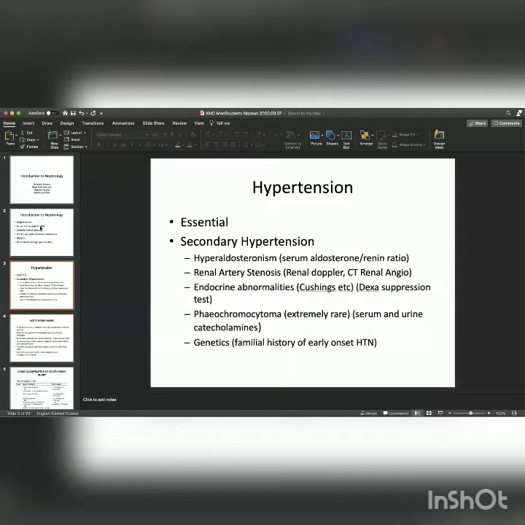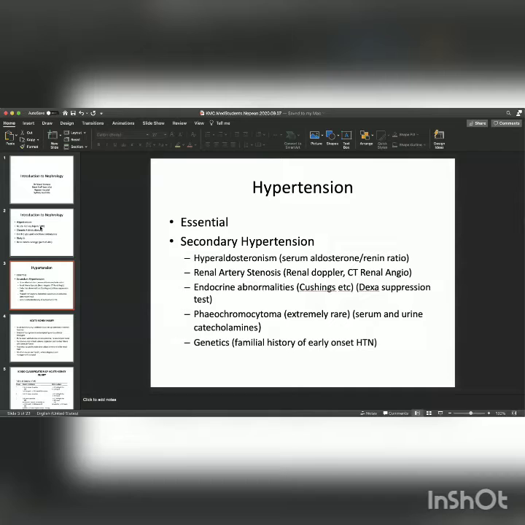So why do we need to know secondary causes of hypertension? Because once you identify the cause of hypertension, instead of giving medication for the rest of their lives, you can actually cure the hypertension. The common things in terms of history that you would want to know is when the high blood pressure was picked up, and what was the reading in the first instance? Was it very high or was it just mildly elevated?